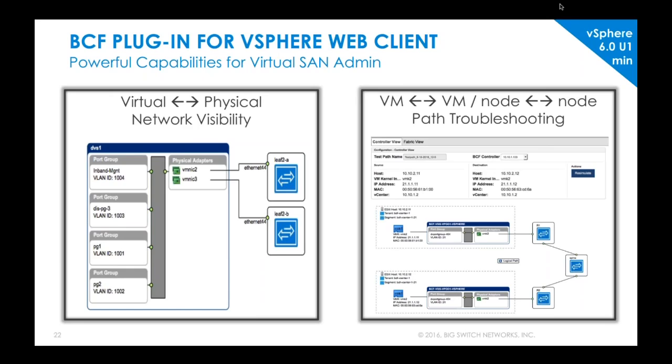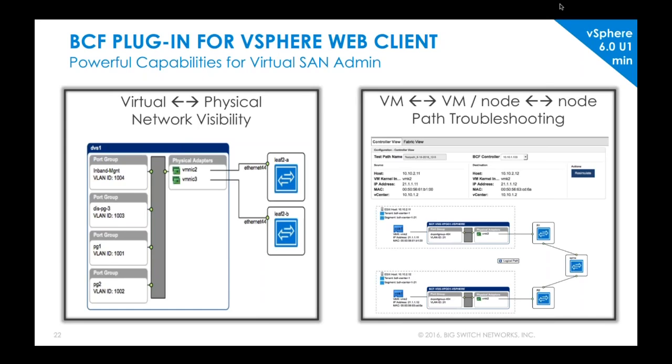Now, the other thing that I mentioned earlier is this capability of fabric test paths. And the test path, same test path that we have on the big cloud fabric, we have ported that over to the web client, to the vSphere web client plugin, which really allows the vSAN admin to do VM to VM or vSAN node to vSAN node troubleshooting. Right? So, for example, troubleshooting path between the two VM kernels, seeing that path hop by hop through the network, and also knowing where the problem may be.